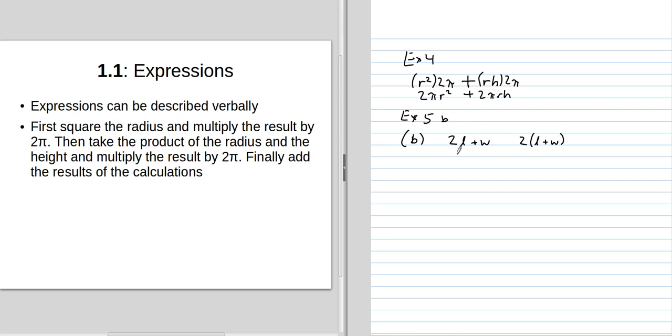So the difference is that in the first one, we multiply 2 and l first. And the second one, we add l and w first. Now this will give us a different result when we evaluate for different values of l and w.